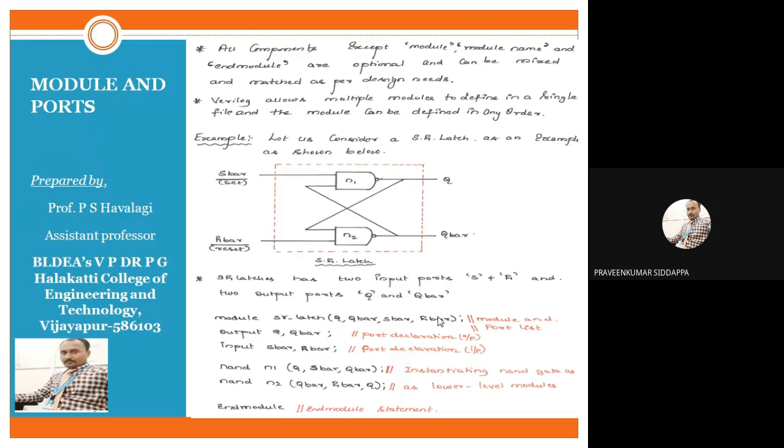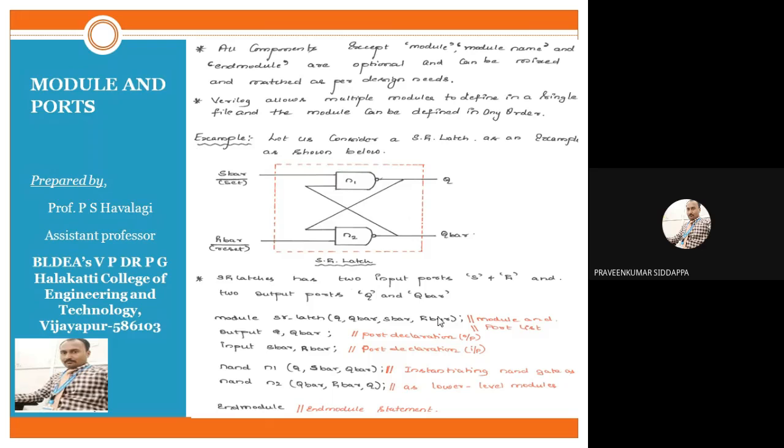Next, SR underscore latch I have written. That is the module name. Which module are we constructing here? We are constructing the SR latch. For writing the module underscore name, we have some rules that we should follow. By using those rules, we should write that module name. So these two should be contained in the module definition.